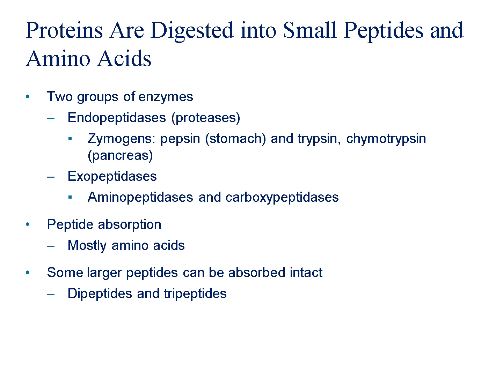However, some larger peptides, such as dipeptides and tripeptides, can also be absorbed intact through specialized transporters. By utilizing proteases, exopeptidases, and specialized transport mechanisms, the digestive system efficiently breaks down dietary proteins into bioavailable components, ensuring that the body receives the amino acids it needs for growth, repair, and metabolic function.